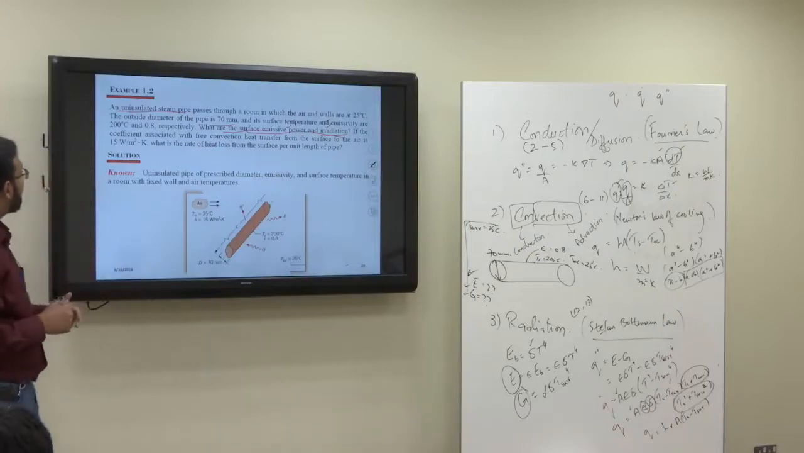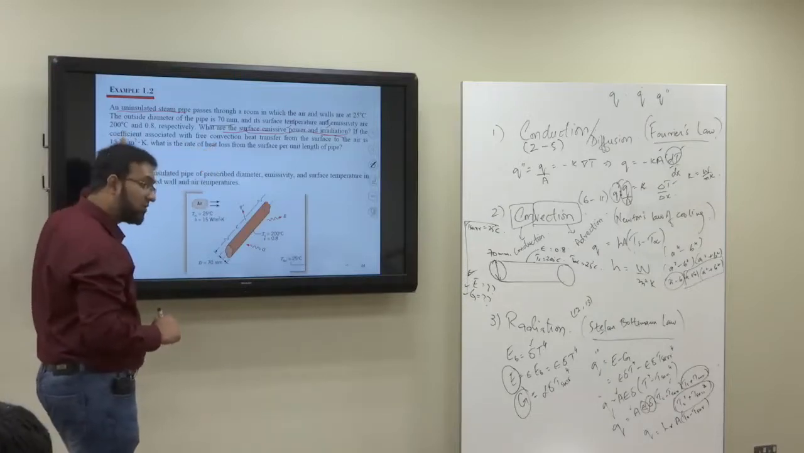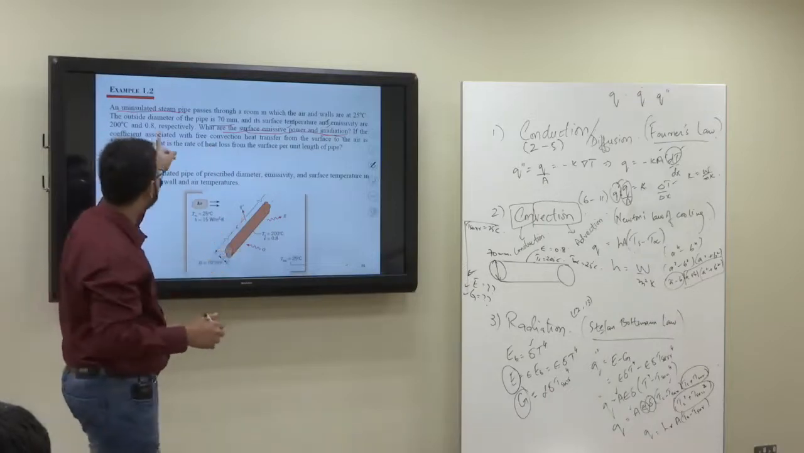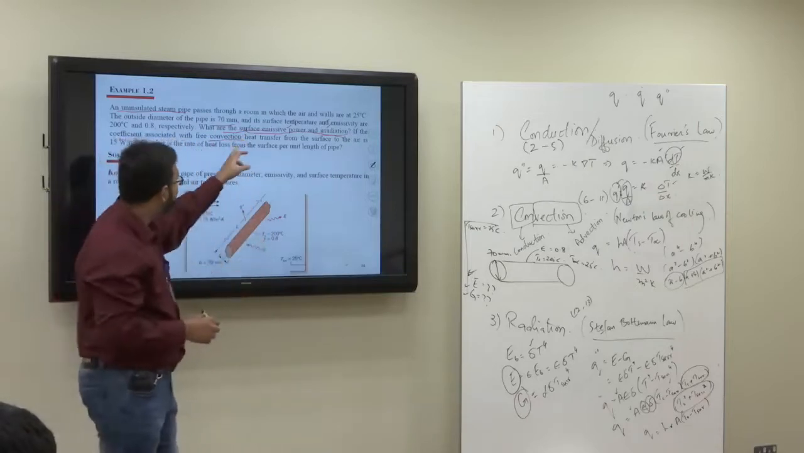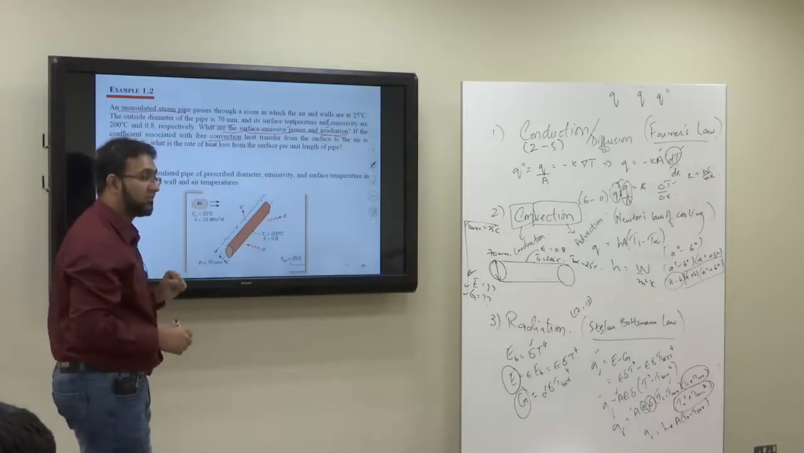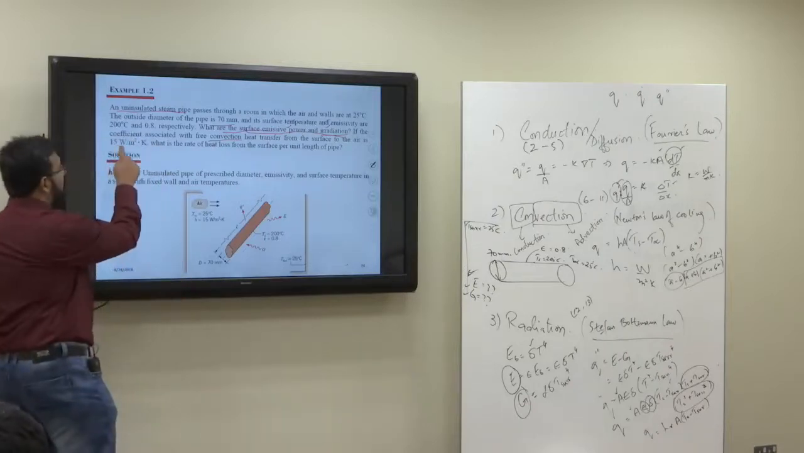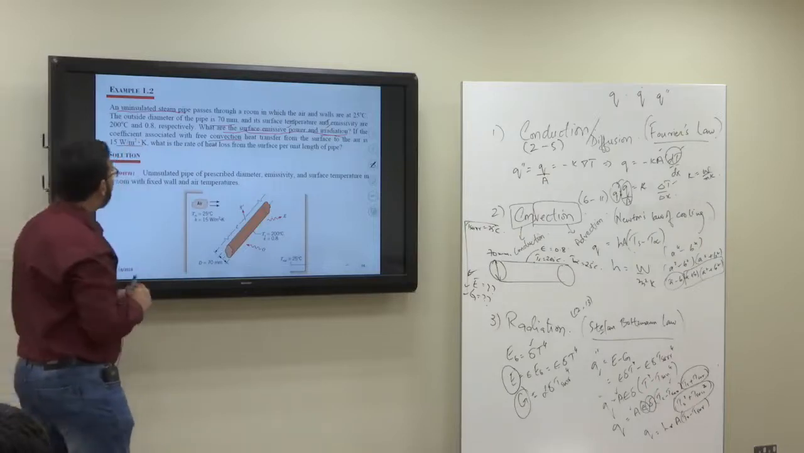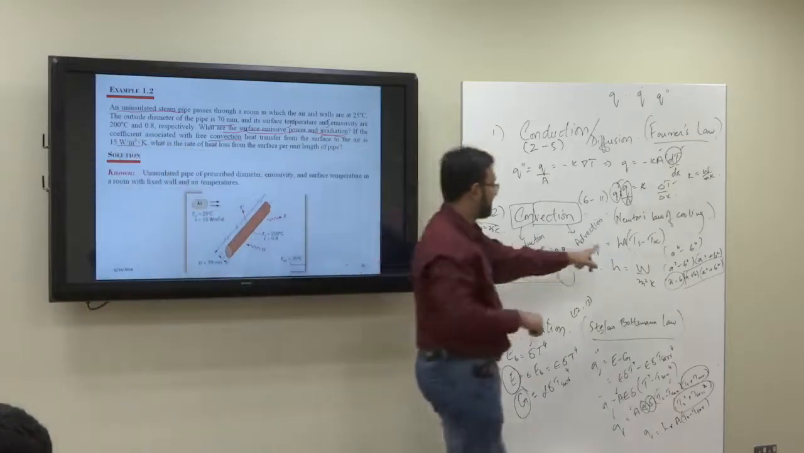If the coefficient associated with free convection, so they are saying if we have a coefficient, means h. But h related to what? h associated with free convection. I mean it's convection heat transfer from the surface to the air is 15 watt per meter square Kelvin. This is not Q. You look at the unit, watt per meter square Kelvin. So we are given what? h, but convection h. So we are given this h, right?